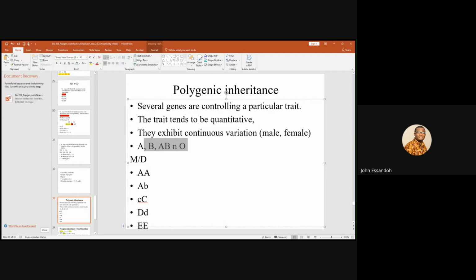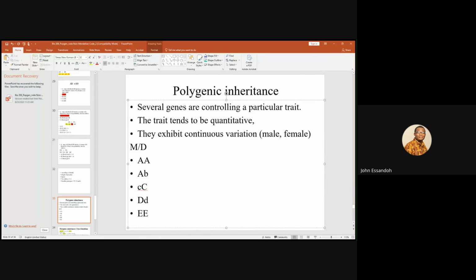But polygenic traits exhibit continuous variation. For instance, an example of a polygenic trait is human height. Apart from human height, we can talk of human skin pigmentation, and then IQ.